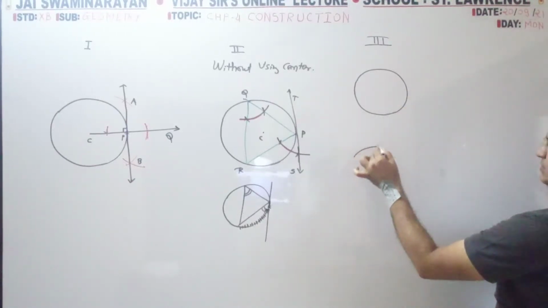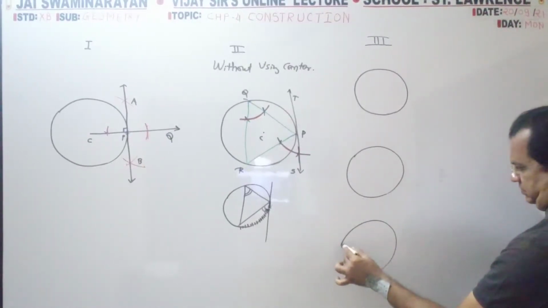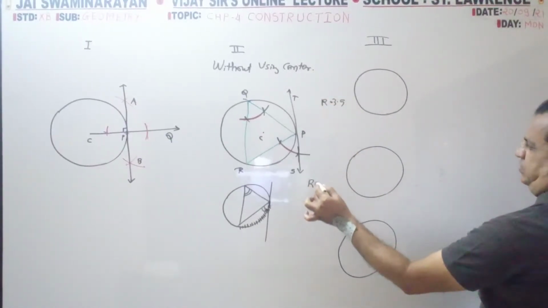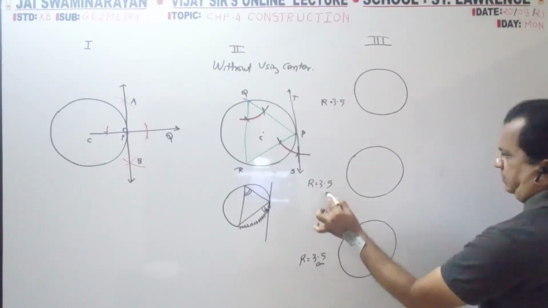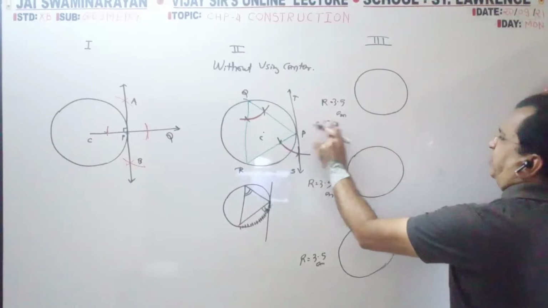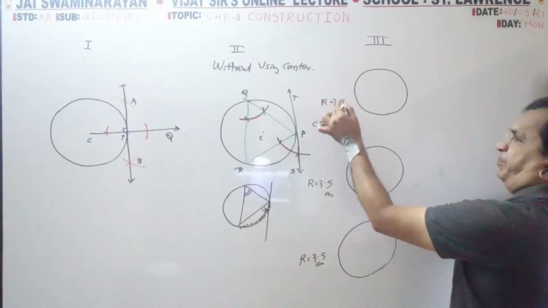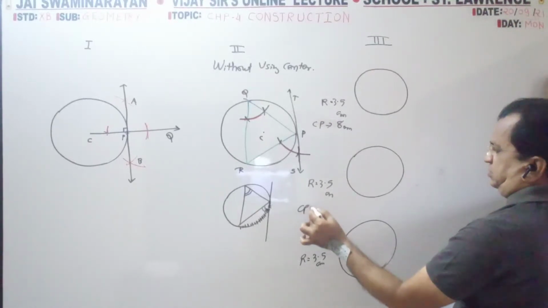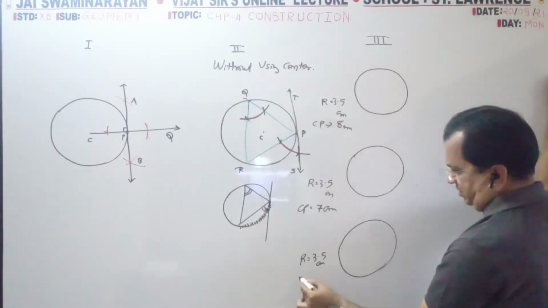Radius 3.5 centimeter I have taken. Now the distance CP I will take more than double: 3.5 doubled is 7, so I will take 8 centimeters. Then CP equal to exactly double, and then less than double.